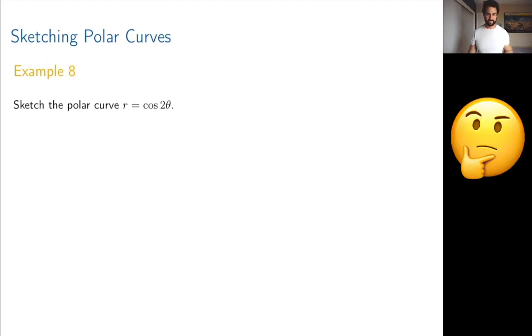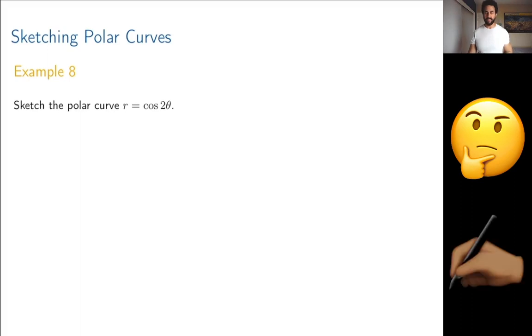Okay, now how about this one? So this is another one. You should try this one on your own. See if you can figure out how you would start. And then try to work it out on your own, and let's see what you get. We'll do it together in just a moment.